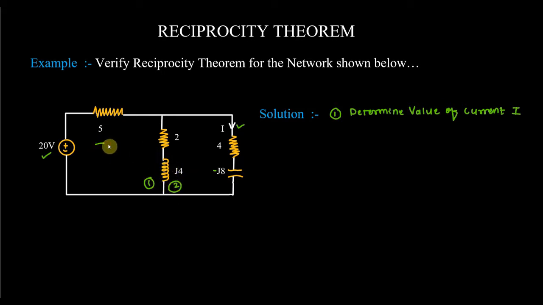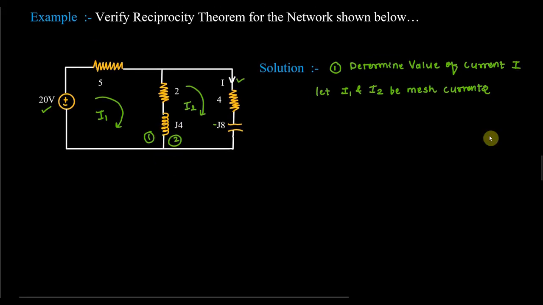The second step is to assume the current. I will assume that this current is I1 and this current is I2. Let I1 and I2 be the mesh currents. We have discussed this many times. Now what is our next step? Now we will write the mesh matrices for this network. As there are two meshes, the size of the matrices is 2 by 2. I have told you how to write this type of matrices.